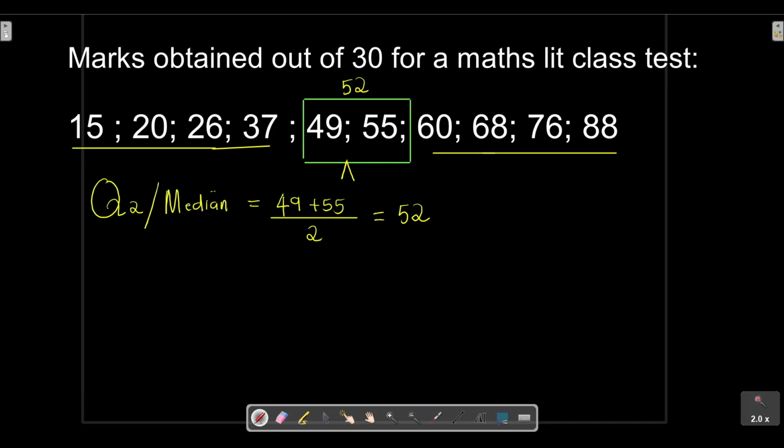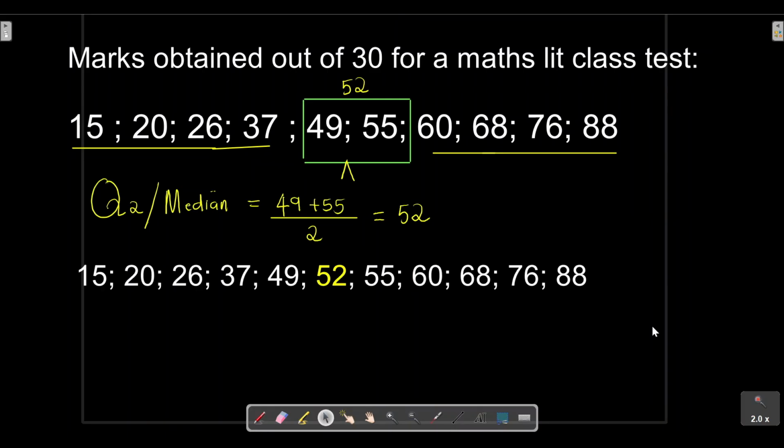So now, how would we get our Q1 and how would we get our Q3? We've now added another value to this data set, which is our median value, right? To help us determine our Q1 and our Q3, we need to include this 52 that we've now calculated in the data. So I'm going to rewrite this. This is the data set we're going to be working with now to determine our Q1 as well as our Q3. You mustn't forget that this is our Q2.